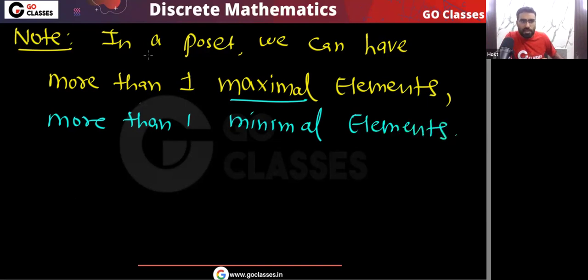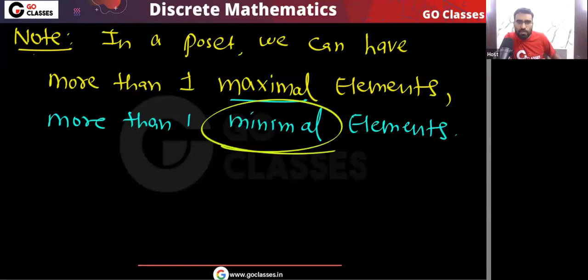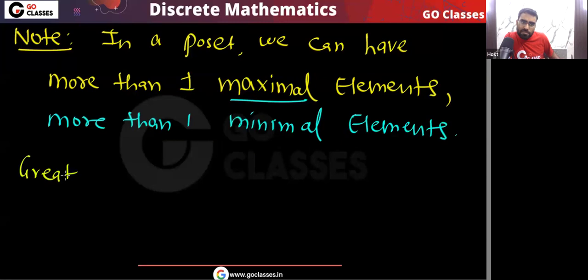Okay, but tell me, how many greatest elements can we have? See, maximal is like a local gunda. "I bow to no one." So you can have many local gundas. Yes or no? No local villains. Similarly, you can have more than one minimal elements. So far, in many examples, we have already seen. But what about the greatest?